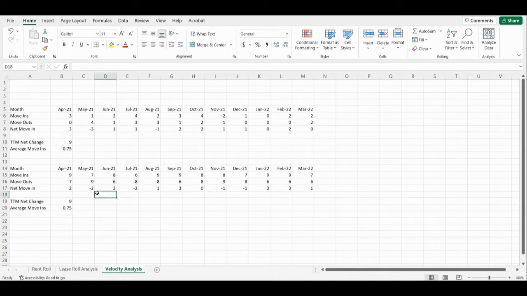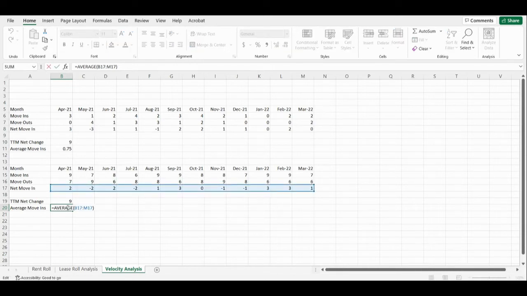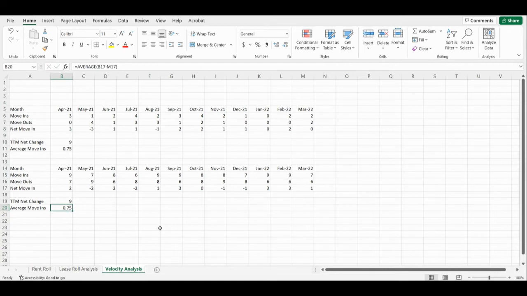This other example property has the exact same net change in occupancy over the trailing period. So our first property has had a net 9 move-ins over the past 12 months, as has this one. They're both averaging 0.75 move-ins net. To clarify, an average of net change would be a more accurate way of describing it, but we're just averaging the net move-in row here. So it's averaging 0.75 net move-ins per month.